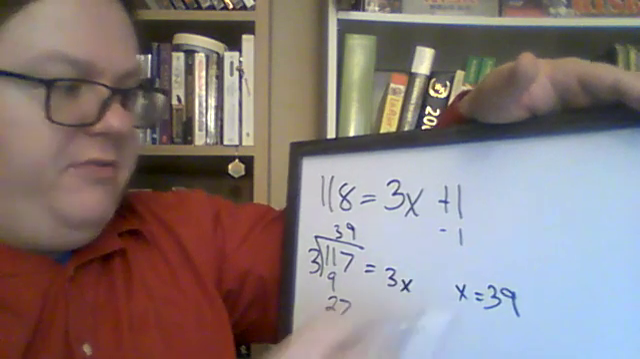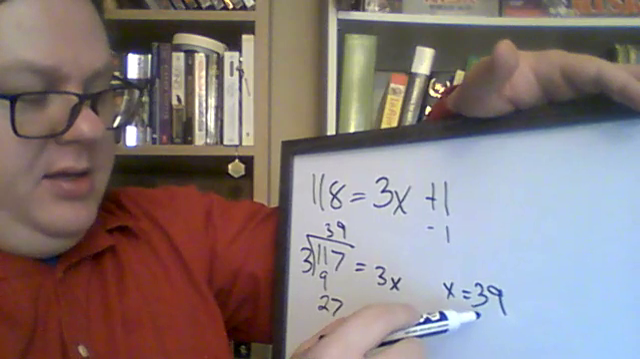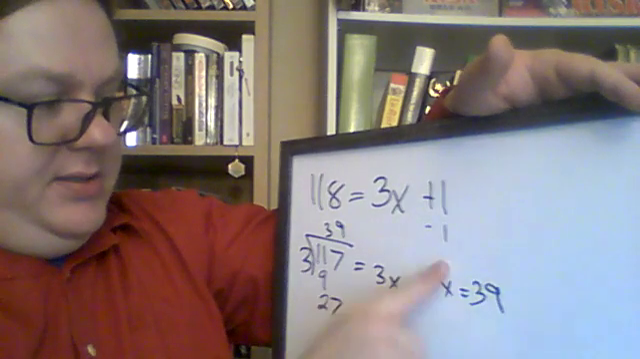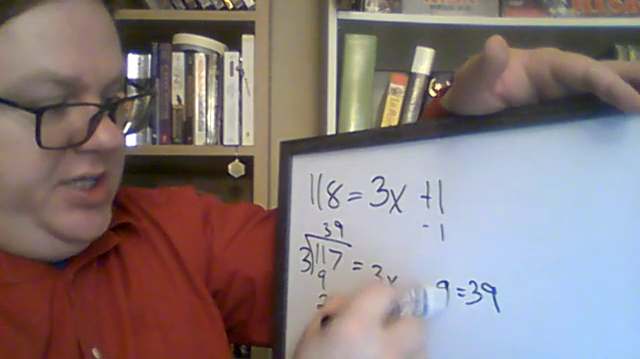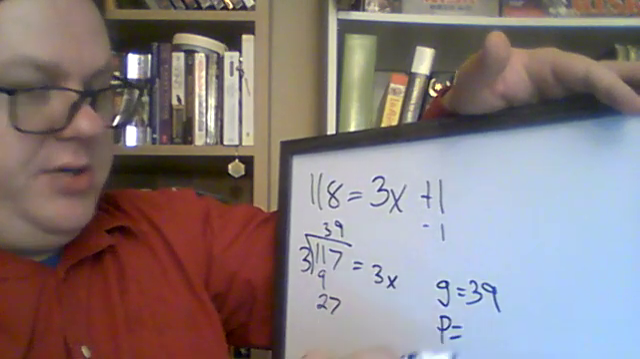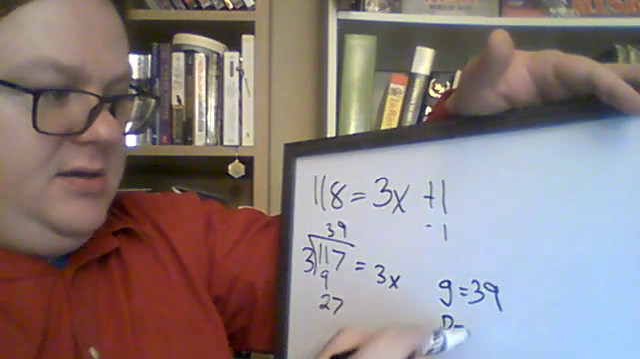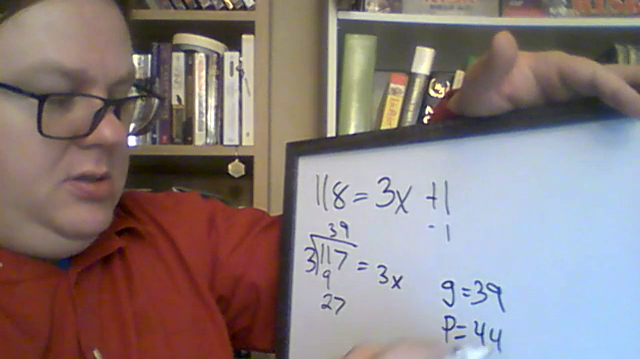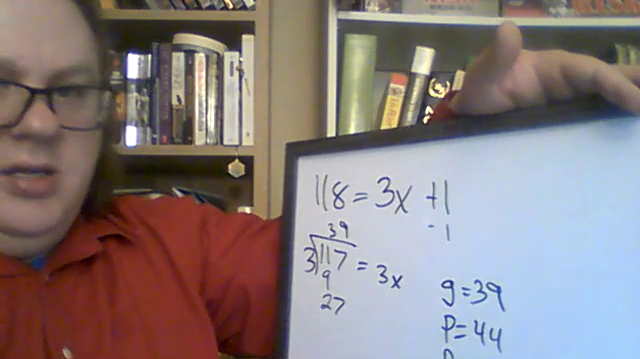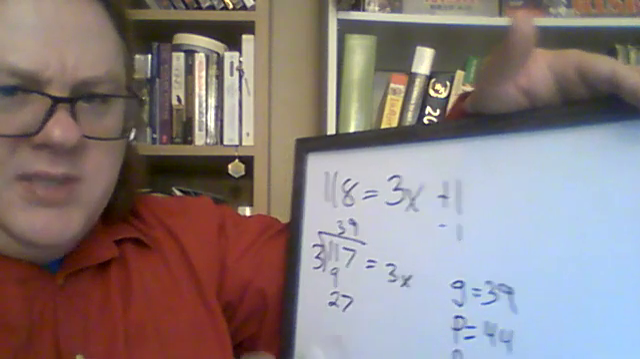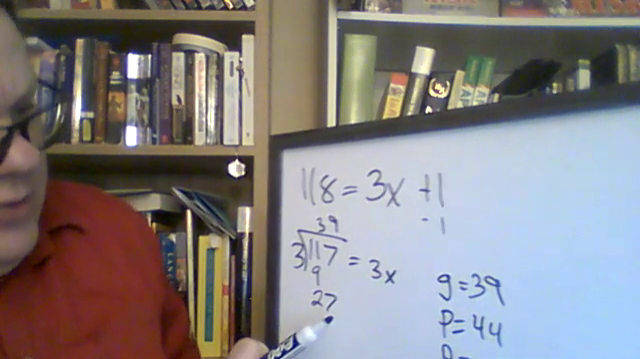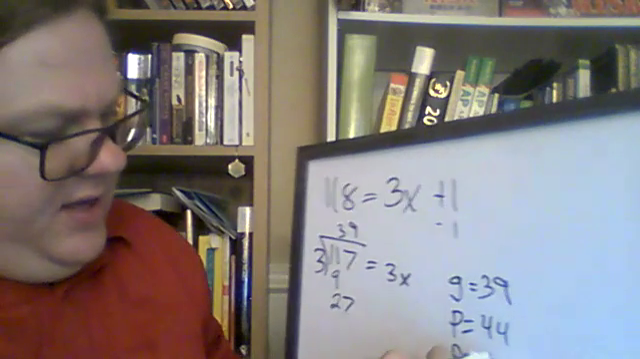And if there are 5 more purple marbles, so 39 plus 5 is 44. So I'm going to get rid of that x and call it G. And then P for purple equals 39 plus 5, 44. And then R should be, what was it? 4 less? 4 less. So 39 minus 4 is 35.